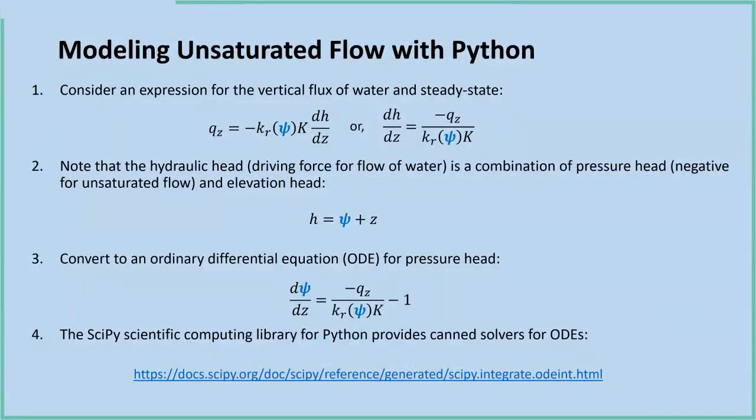First, we want to rewrite the expression for the unsaturated flux of water as an ordinary differential equation so that we are looking at the derivative of the fluid pressure potential with respect to elevation. Next, recall that the total fluid potential is just the sum of the pressure and the elevation terms, and that the pressure term is a negative quantity for unsaturated conditions. And finally, with some algebraic rearrangement, we arrive at an ordinary differential equation for the relationship between fluid potential and elevation. This is now in the form that we need to deploy SciPy's ordinary differential equation solver.